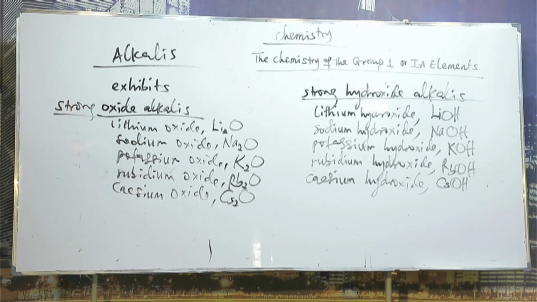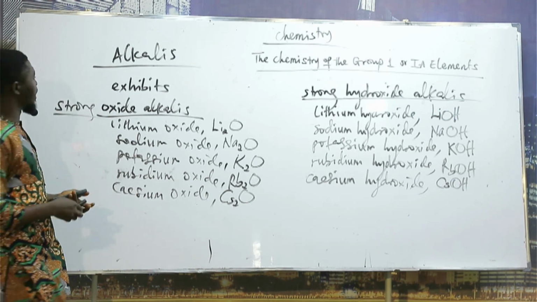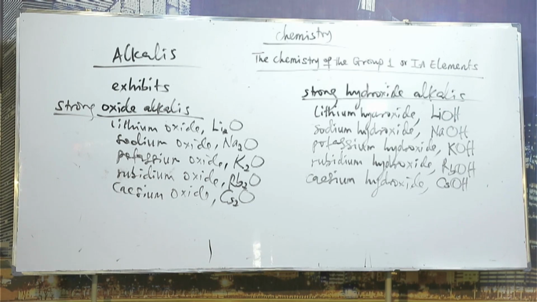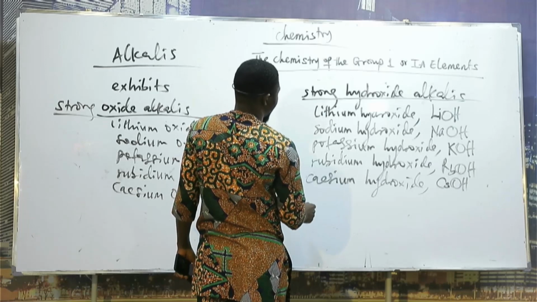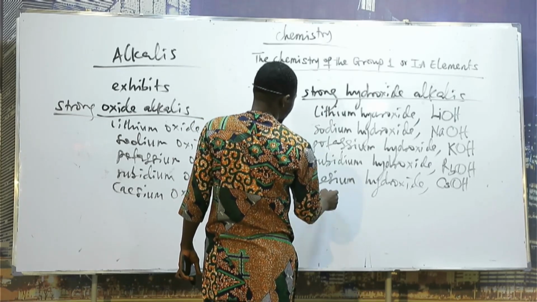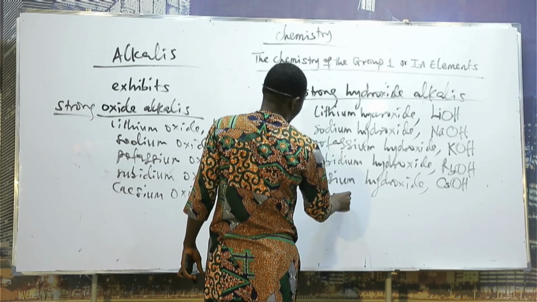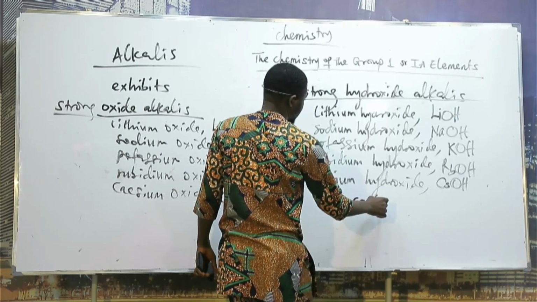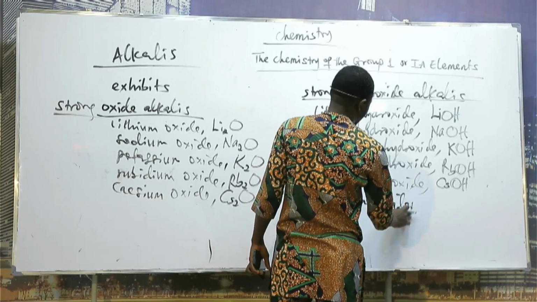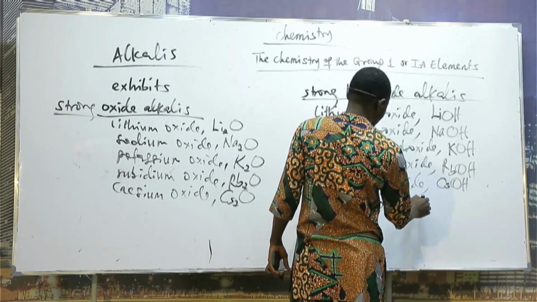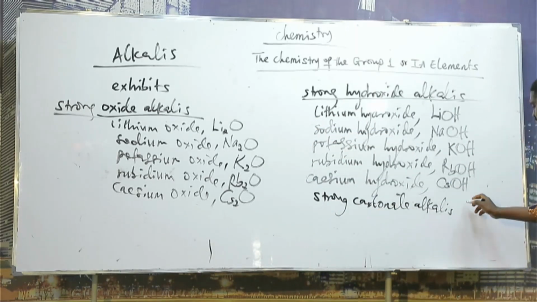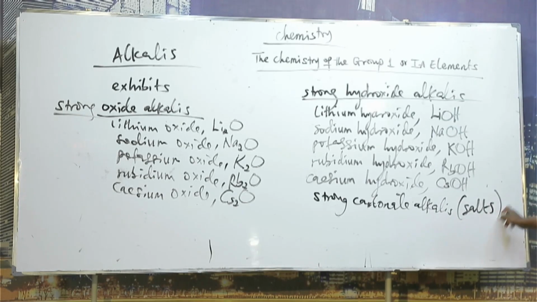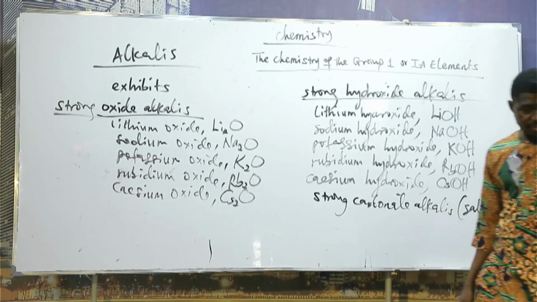Now, there are things we'll be talking about here. I've not also finished this. Also, look at these ones. You have also carbonate alkalis. Strong carbonate alkalis. Carbonate alkalis are salts. These ones are salts, but they're alkalis. They are salts, but they're also alkalis. Some salts are alkalis. Are you aware?